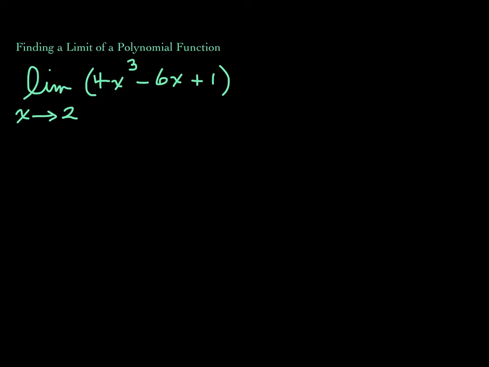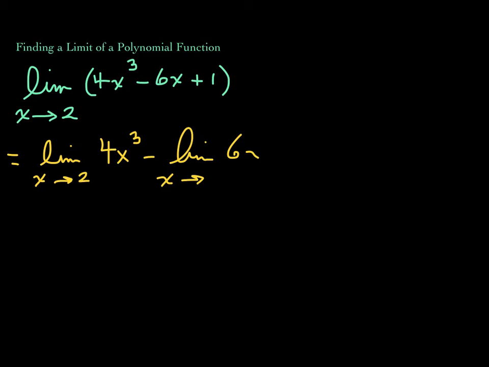But here in this lesson, we're focusing on using the rules. So here we go. What we're going to do first is use the difference and the sum rules to break this up. So we're going to say the limit of 4x cubed, and then minus the limit of 6x, I forgot, as x approaches 2, plus the limit of 1 as x approaches 2.